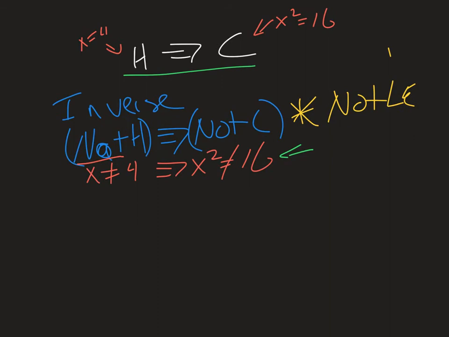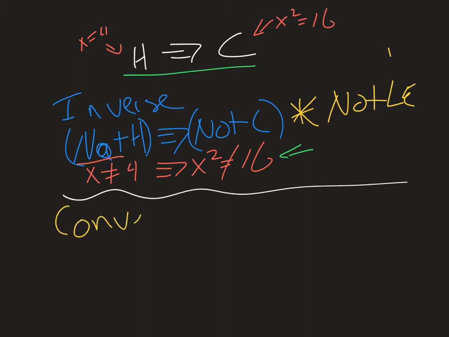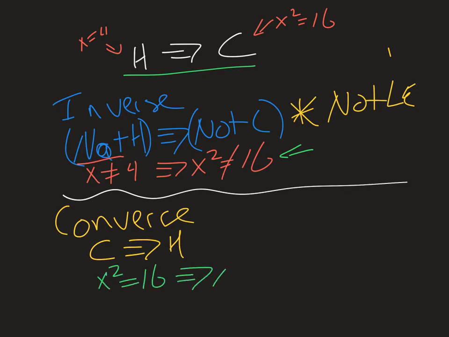So if we consider now the converse, the converse is rewriting it as C implies H, so essentially writing it backwards. So if we go back to our example, we'd be saying x squared equals 16 implies that x equals 4.